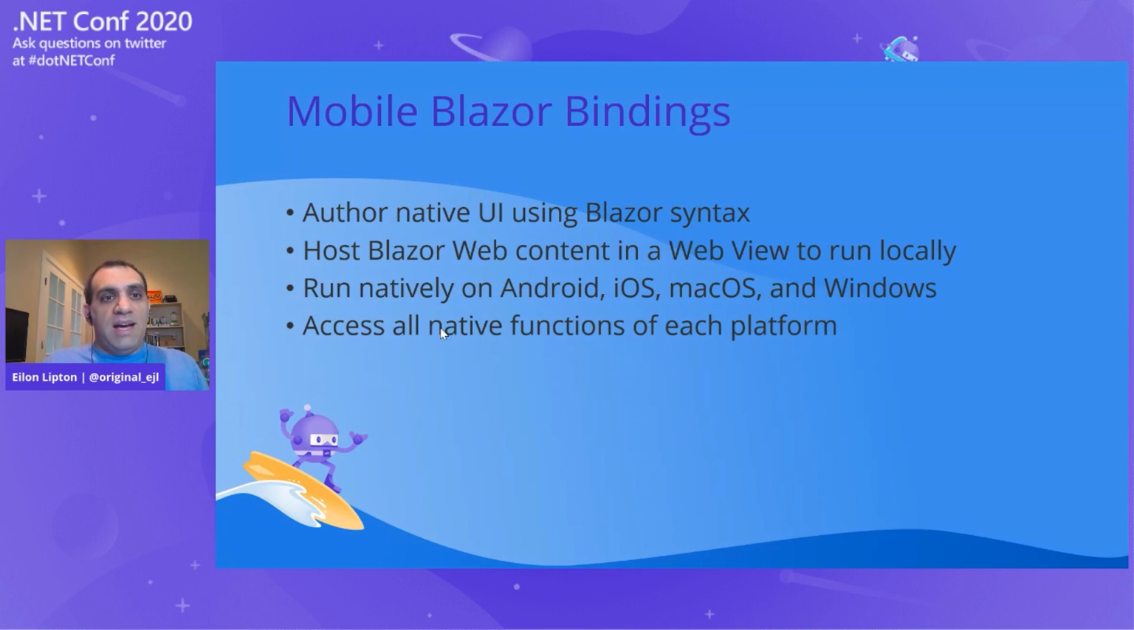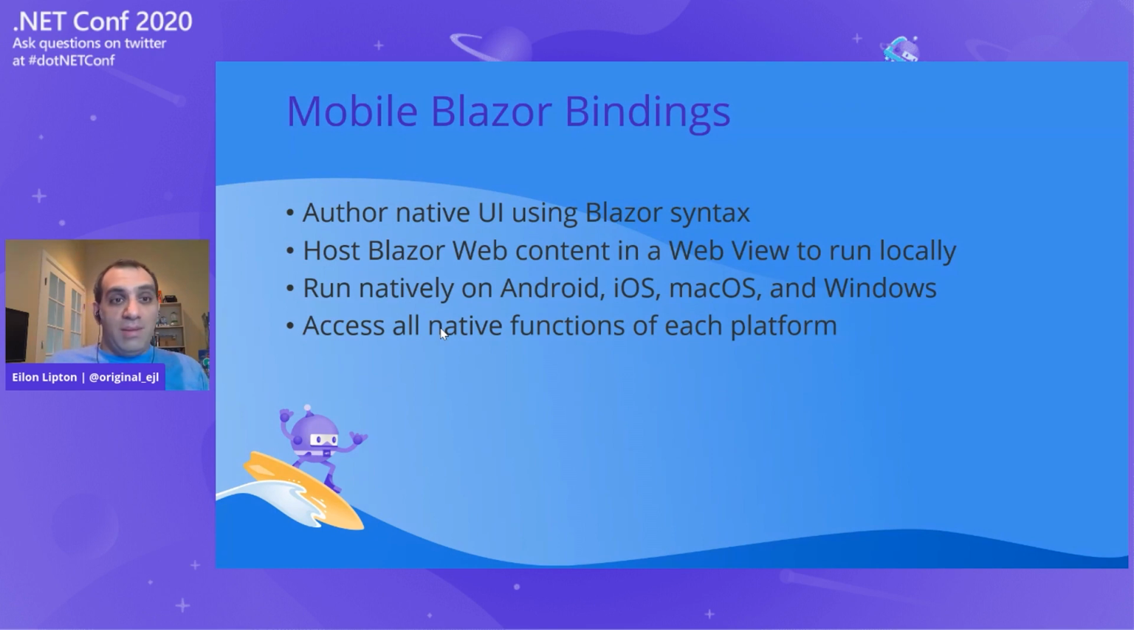Mobile Blazor Bindings ties this all together. Mobile Blazor Bindings lets you author native UI using that same Blazor syntax. It's a different set of components because these are for native components like buttons and grids, but using that same Blazor syntax. And you can then take your Blazor web content and run it inside a web view, and it runs locally within your application.